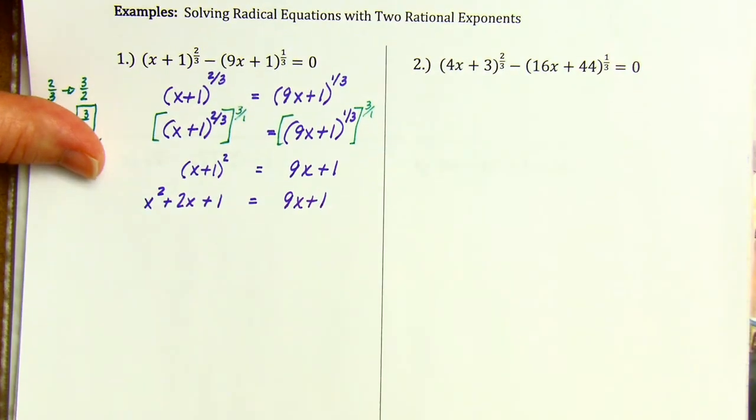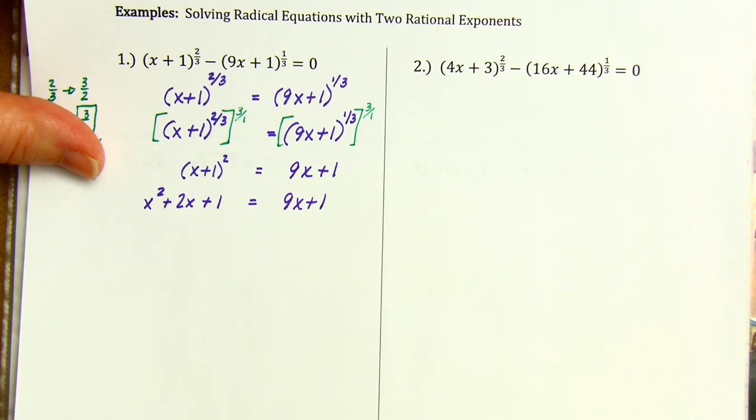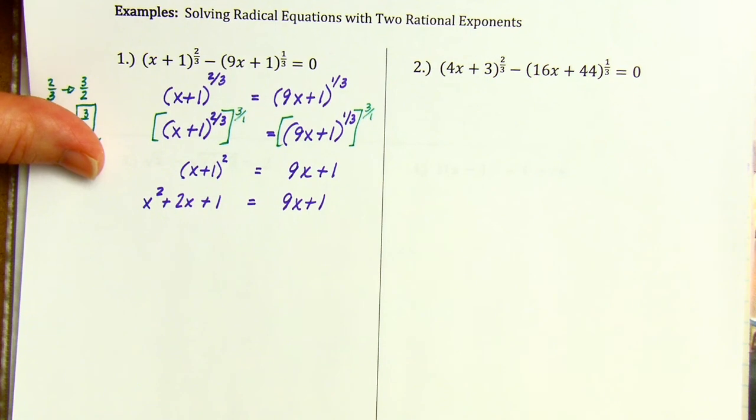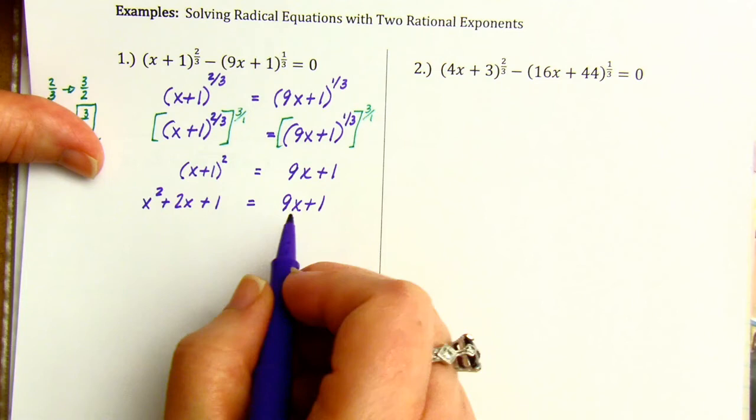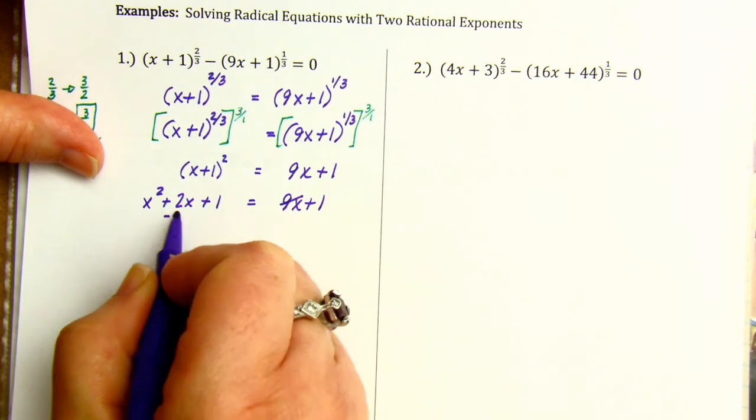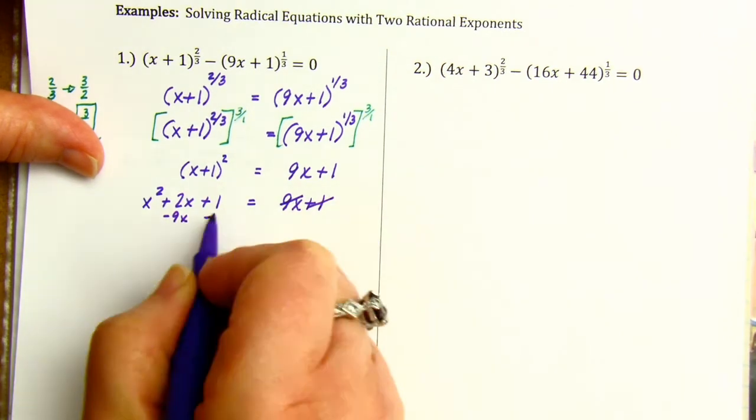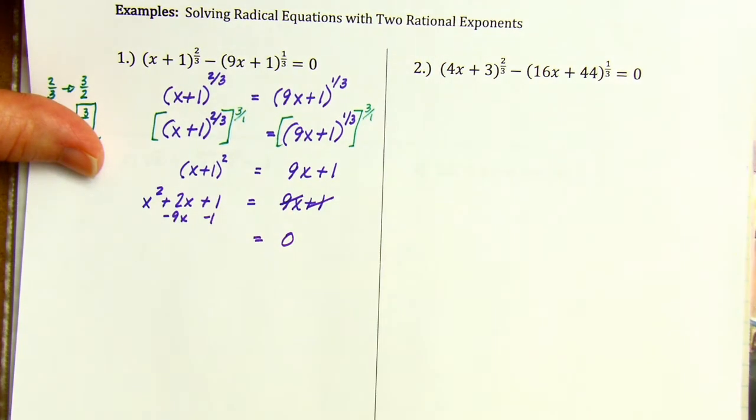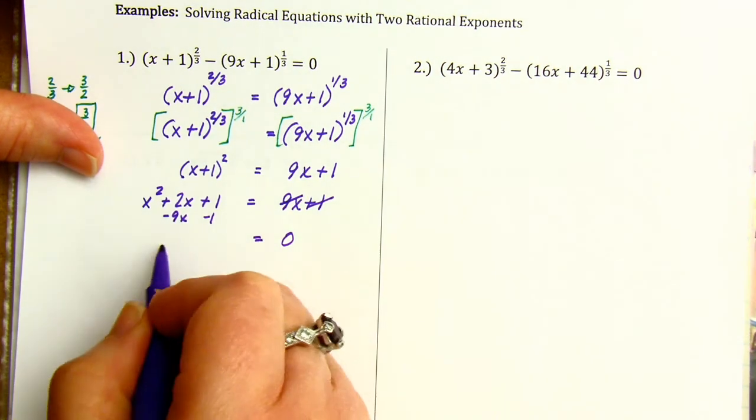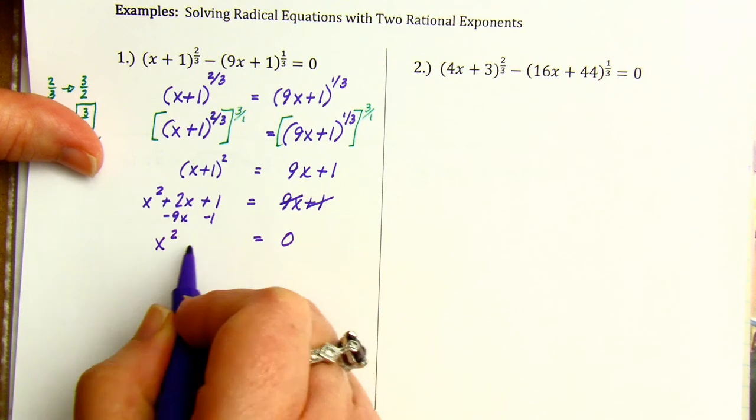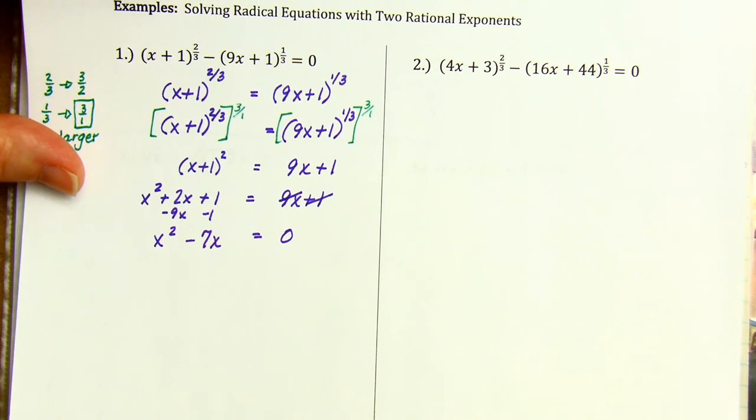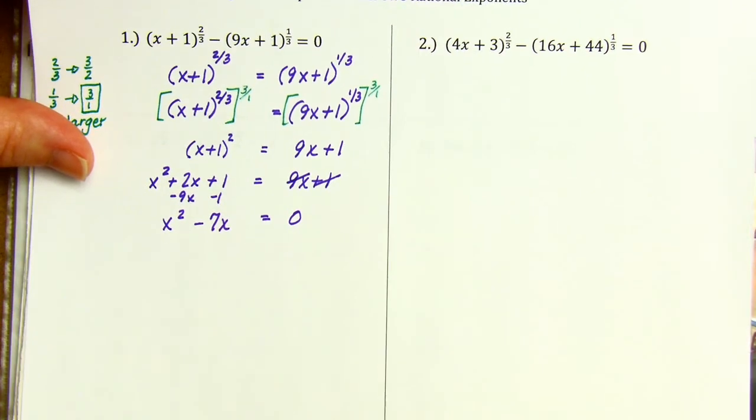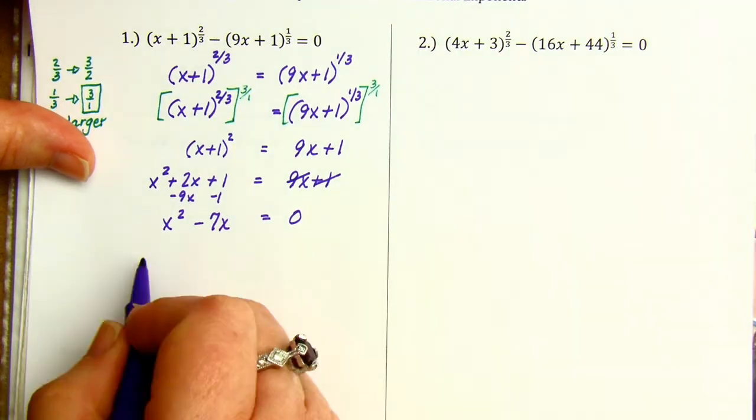Remember, when you square a binomial, it's always a trinomial. Notice on the left I have a trinomial, and I have like terms on the right side that exist in that trinomial. So you have to bring everything to one side. So I'm going to subtract the 9x, and I'm going to subtract the 1. This side's going to equal 0. So what am I left with? X squared, subtract 7x, and the constant goes away. And that's okay. We can still factor this. This is GCF. So I'm going to factor out an x.